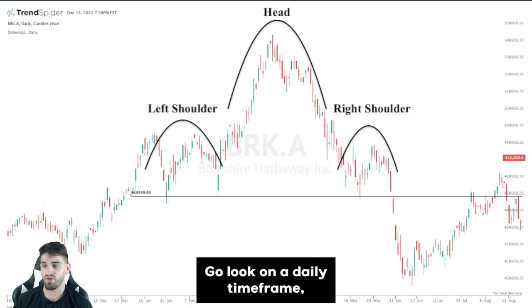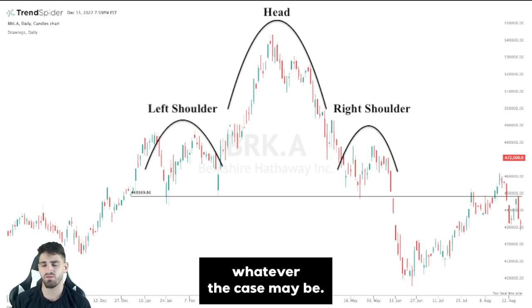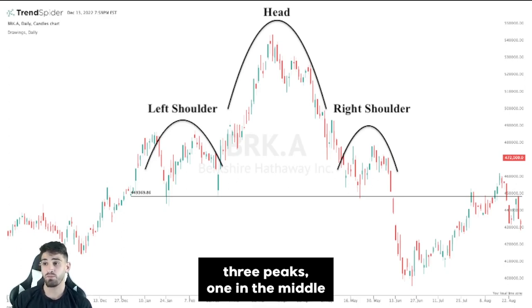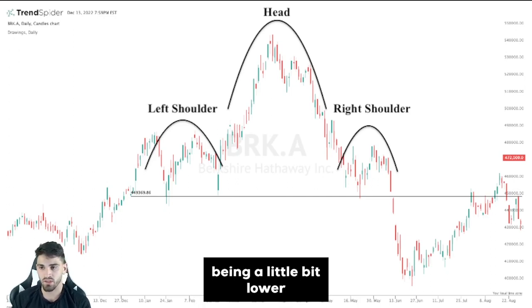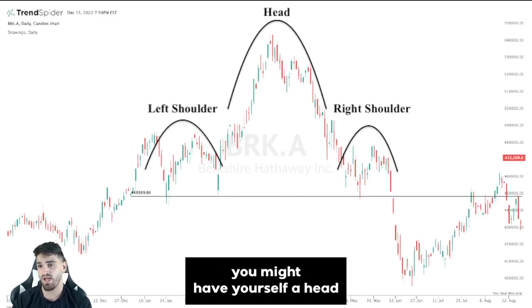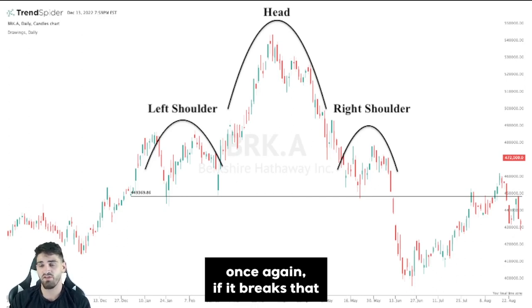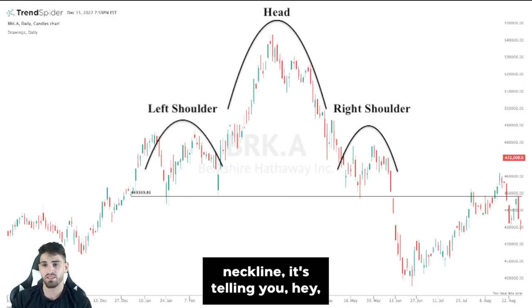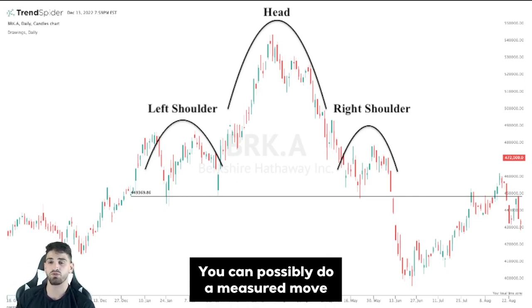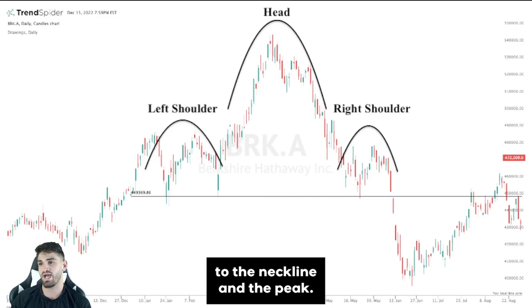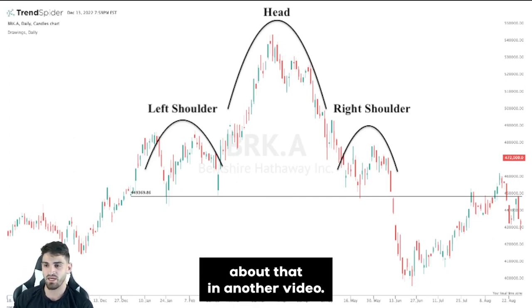Go look on the daily time frame, even the hourly, the 4-hour, the 30-minute, whatever the case may be. If you spot 3 peaks, one in the middle being the highest, 2 on both sides being a little bit lower, and a clear level of support, you might have yourself a head and shoulders there. Once again, if it breaks that neckline, it's telling you, hey, this stock is ready for another move to the downside. You can possibly do a measured move target with respect to the neckline and the peak. We'll talk about that in another video.